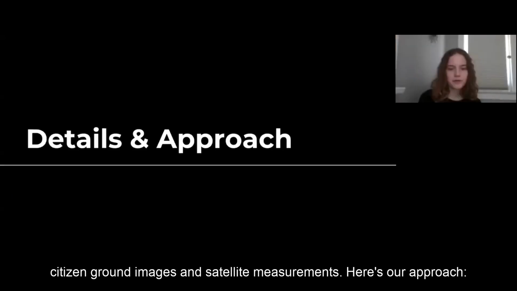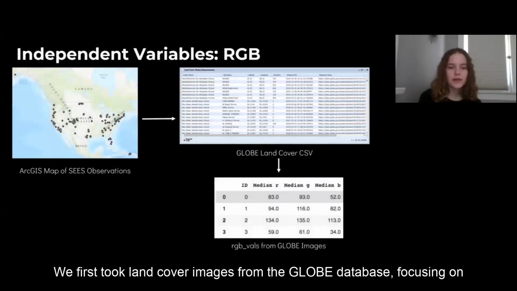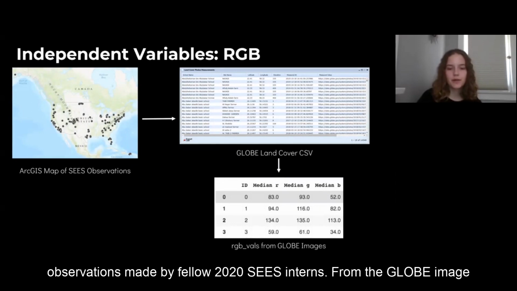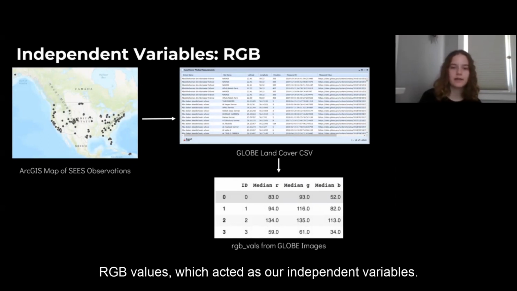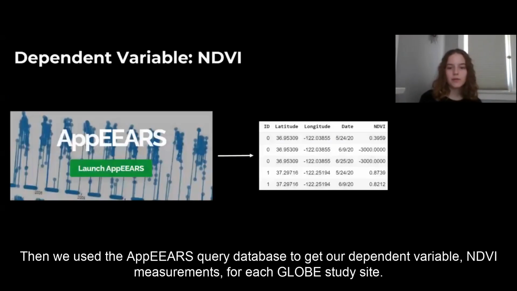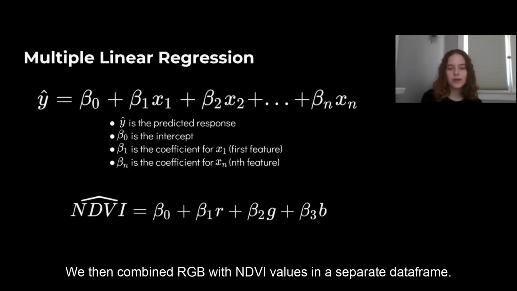Here's our approach. We first took land cover images from the GLOBE database, focusing on observations made by fellow 2020 SEES interns. From the GLOBE image URLs, we created an algorithm to fetch the image and calculate the median RGB values, which acted as our independent variables. Then, we used the AppEEARS query database to get our dependent variable, NDVI measurements, for each GLOBE study site. We then combined RGB with NDVI values in a separate data frame.